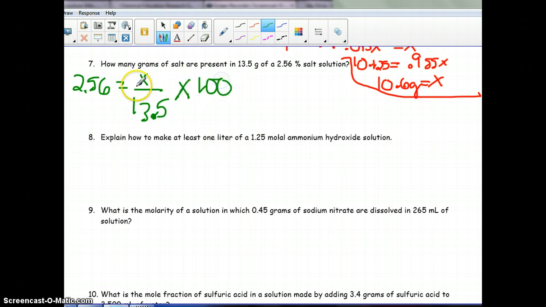So divide by 100, you get 0.0256 is equal to x over 13.5. Then we're going to cross multiply that 13.5 up, and that's going to tell us what x is equal to. So 0.3456 is what x is equal to.